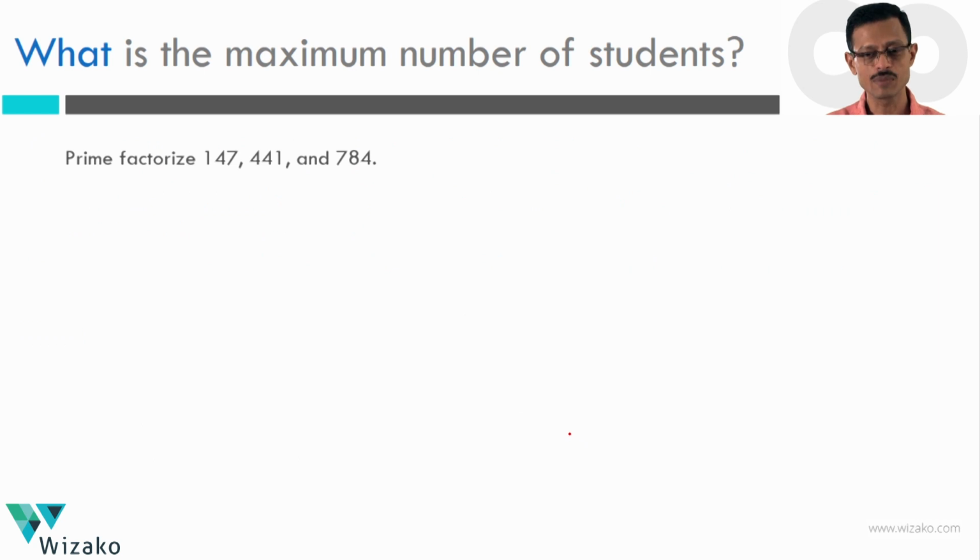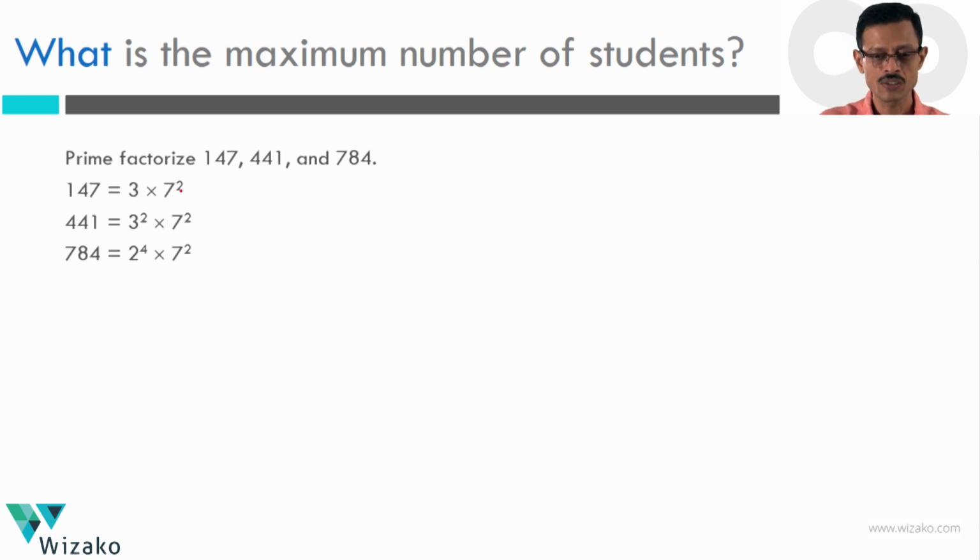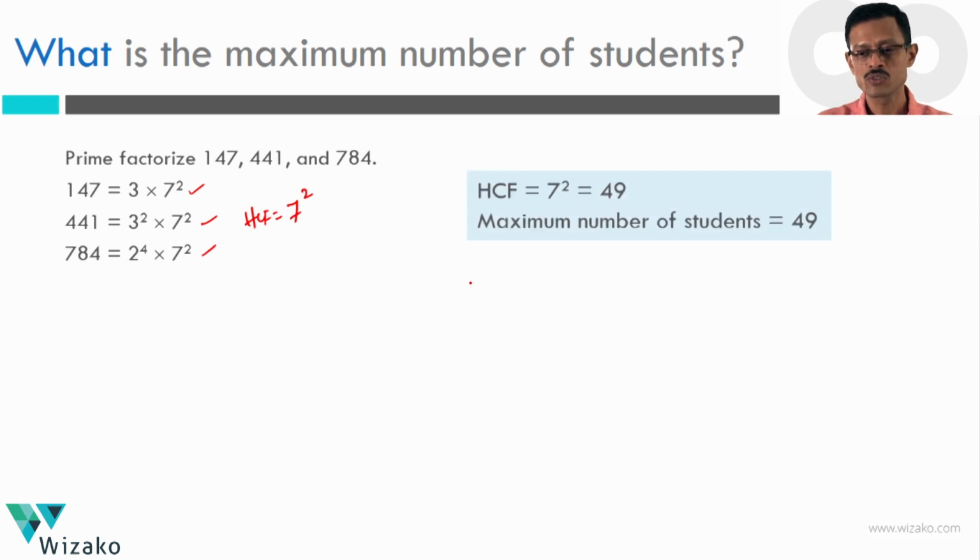Let's prime factorize these 3 numbers. 147 prime factorizes as 3 into 7 square. 441, 3 square into 7 square. And 784, 2 power 4 into 7 square. The only common prime is 7. In its lowest power is equal to 7 square. So the HCF of these 3 numbers is equal to 7 square. So the maximum number of students in this class is equal to 49. That's straightforward. See, the moment you plug things into some equation or you start listing things down, things fall in place. This is one part of the question.